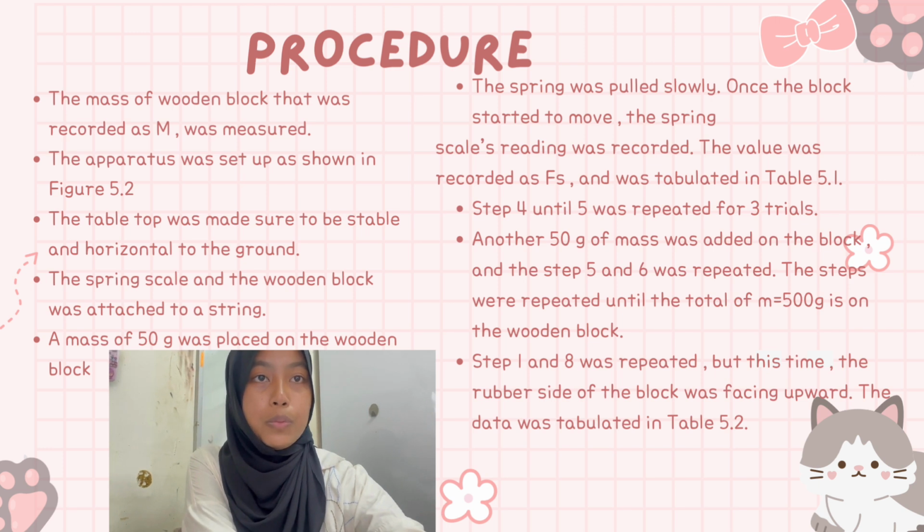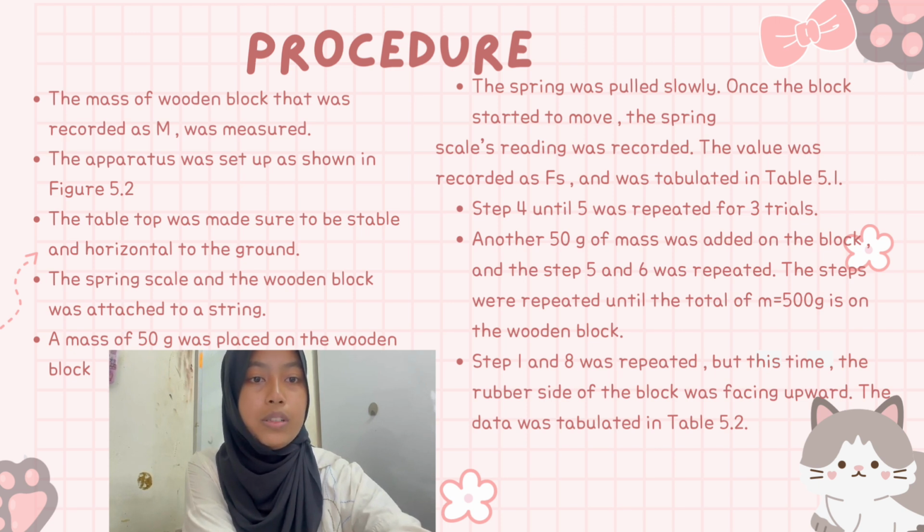The spring scale was pulled slowly. Once the block started to move, the spring scale's reading was recorded. The value was recorded as Fs and tabulated in table 5.1. Steps 4 to 5 were repeated for 3 trials. Another 50 gram of mass was added on the block, and steps 5 and 6 were repeated.